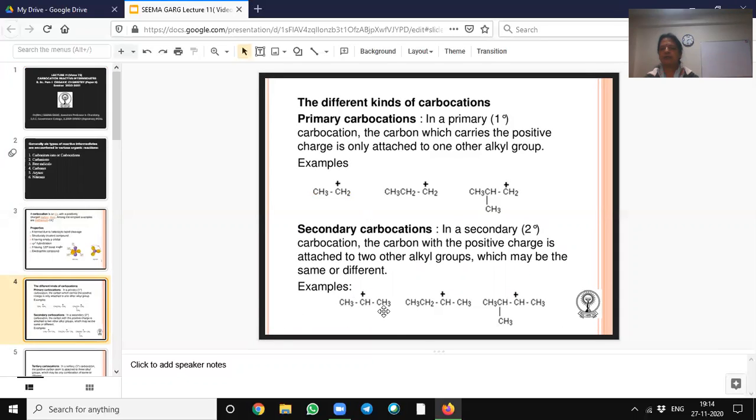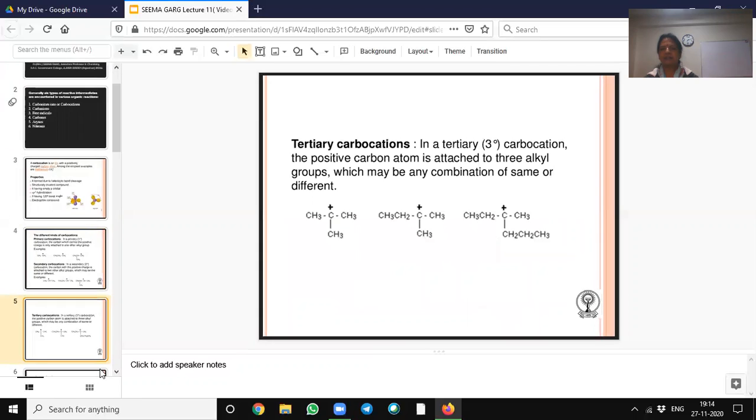See here, propyl secondary, butyl, isopentane. In a tertiary carbocation, the positive charge carbon atom is attached to three alkyl groups, which may be any combination of same or different.